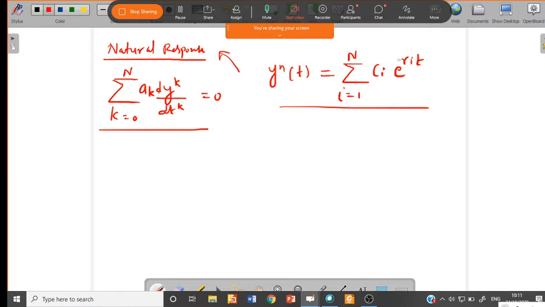So this expression is the solution for the differential equation which we represent here. Okay, so now when we solve the differential equation, you will get the roots. If you take a first order, second order or third order differential equation, you will get the roots. So you will first get the characteristic equation.